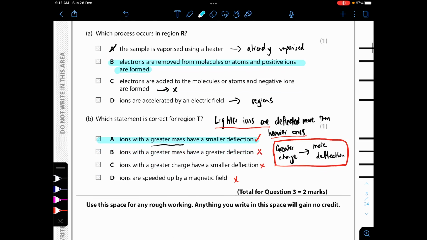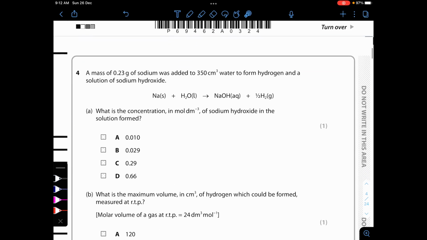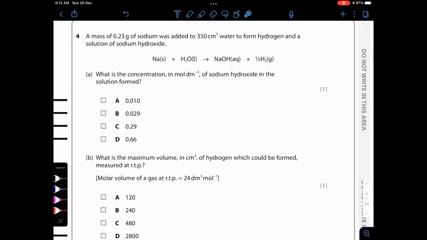So let's move on to question number 4. A mass of 0.23 grams of sodium was added to 350 centimeter cubed water to form hydrogen and a solution of sodium hydroxide. So Na solid, H2O liquid, NaOH plus half H2. What is the concentration in mole per dm cubed of sodium hydroxide in the solution formed?